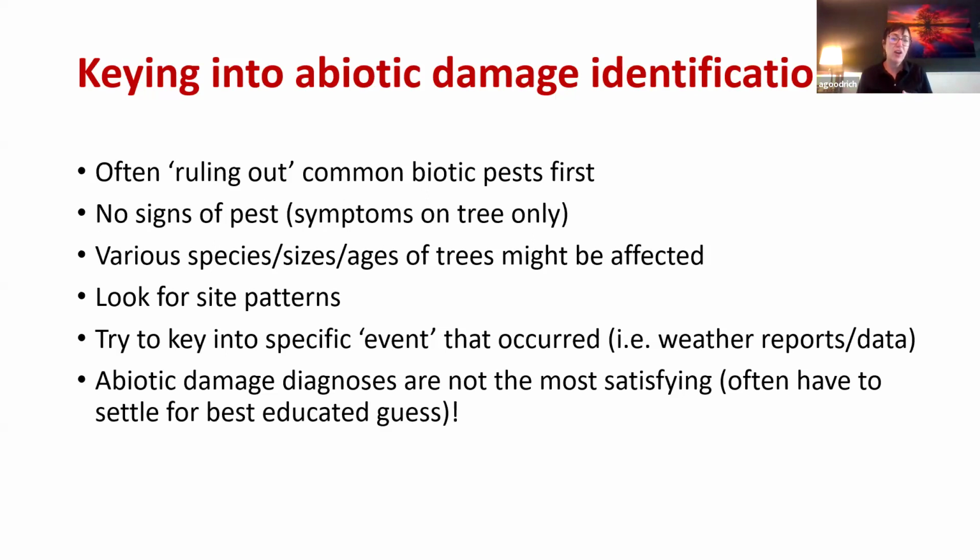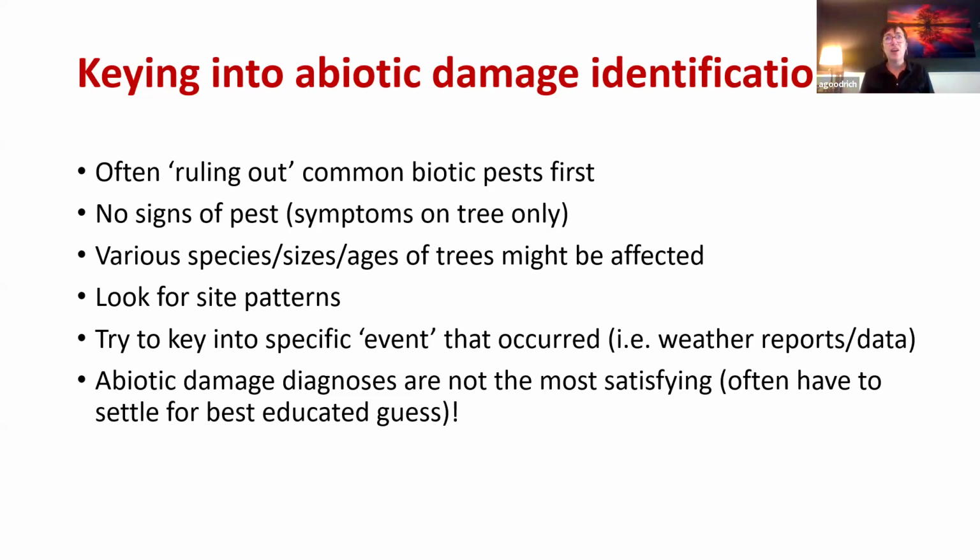If we don't see signs of the pests, or symptoms only, we're looking for some other patterns. As I mentioned, often various species or sizes or ages of trees might be affected. And then we really want to key in on those site patterns. Where are we seeing that damage? Is it limited to a specific topography or elevation or particular slope aspect on the landscape? Often we're trying to figure out what that specific event was, so we'll go back and look at weather data and see if there was a cold snap, or a warm snap, or something like that.